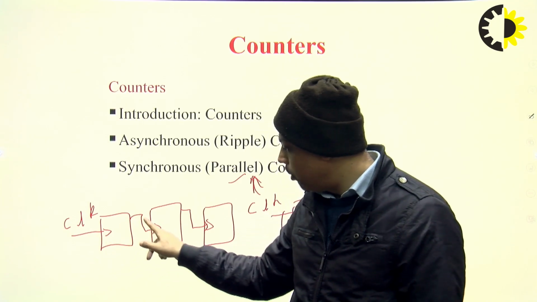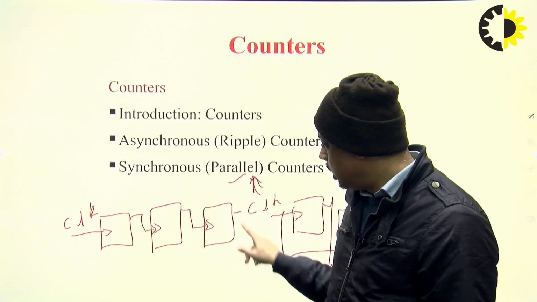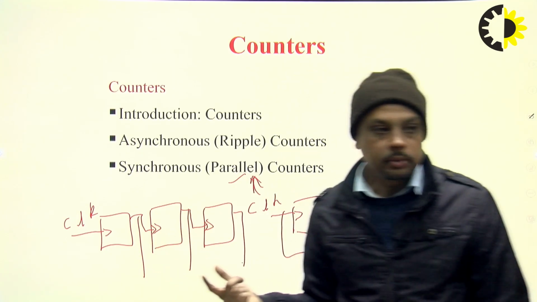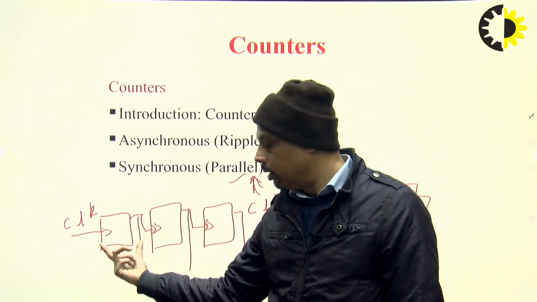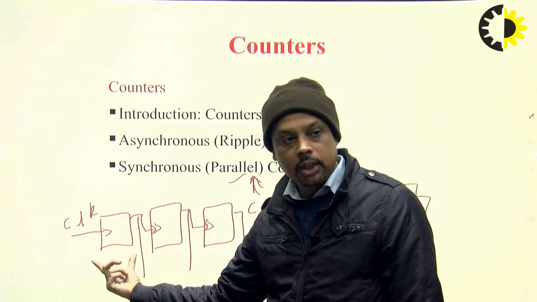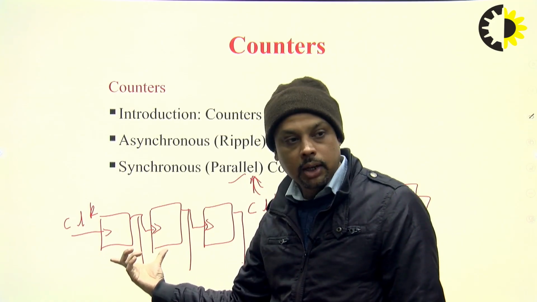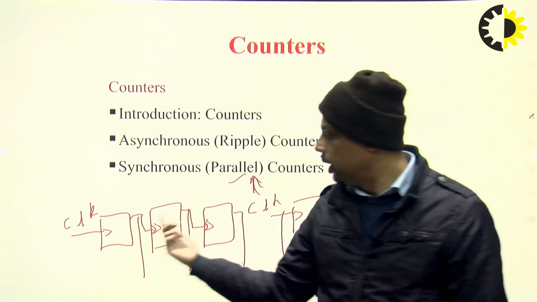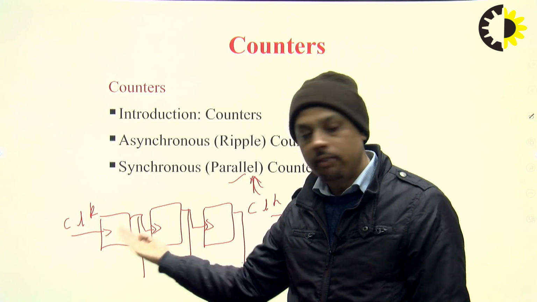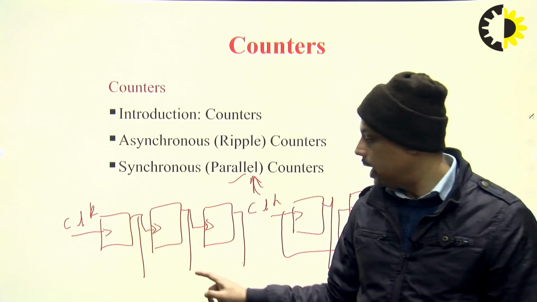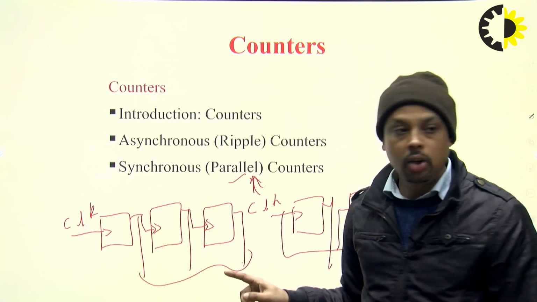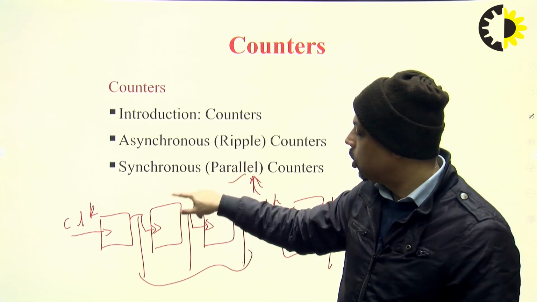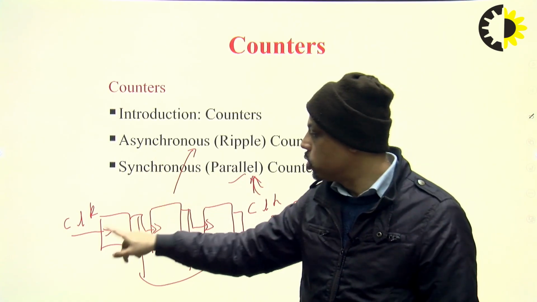This is in the form of a ripple, and it produces the output after 3 clock pulses, because the first clock pulse makes only the first circuit work. In the second clock pulse, these 2 circuits work, and in the third clock pulse, all 3 circuits work. So these counters work in a ripple manner and produce the output after 3 clock pulses. These counters are known as ripple counters or asynchronous counters, because there is no synchronization between the different input clocks.